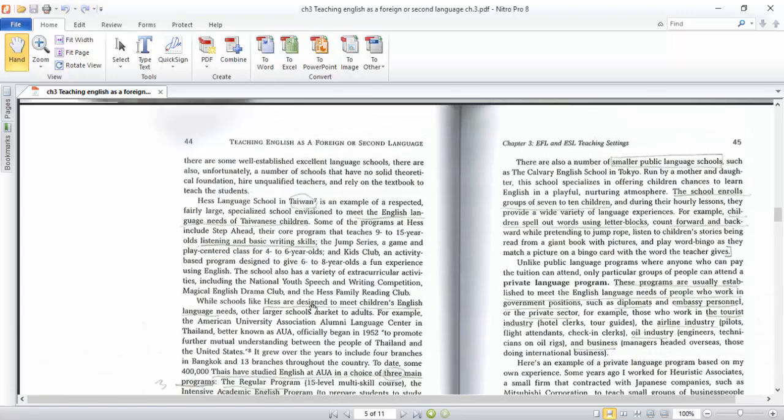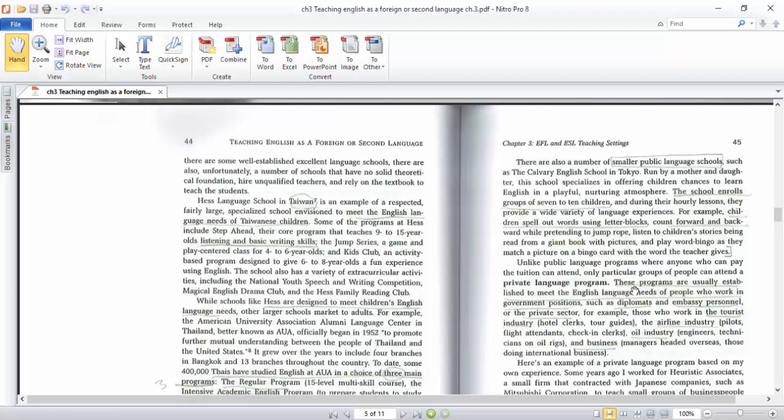Okay. If you go to the other page, page 45, there are also a number of smaller public language schools. The schools enroll groups of 7 to 10 children. There are many schools that use a small number of students, like 7 to 10 children, and we have what they have done in private language programs.